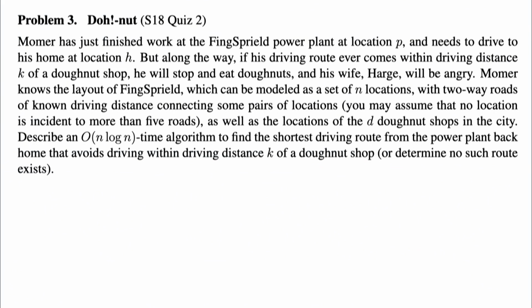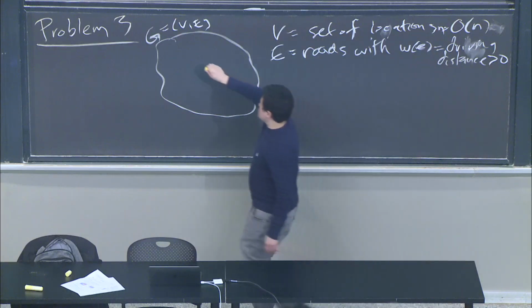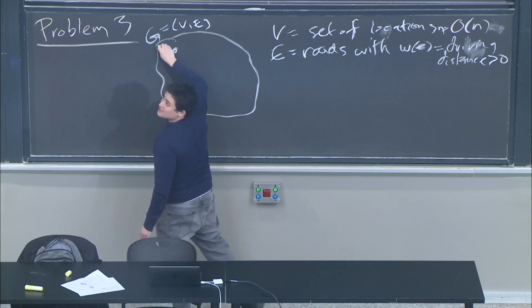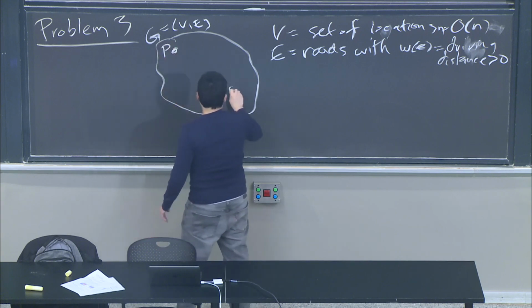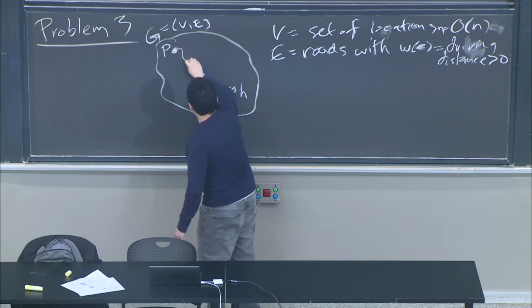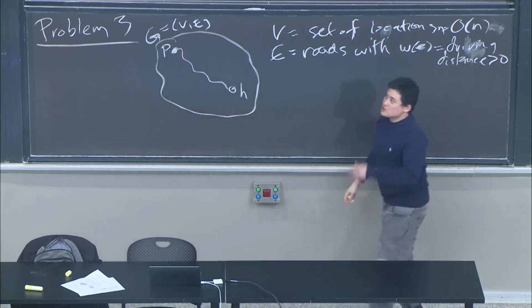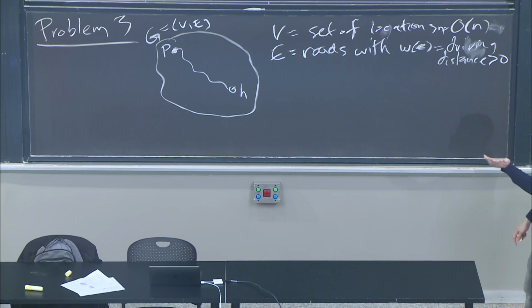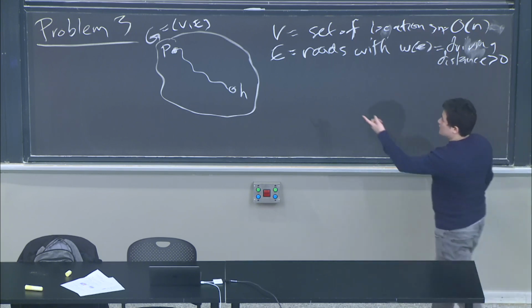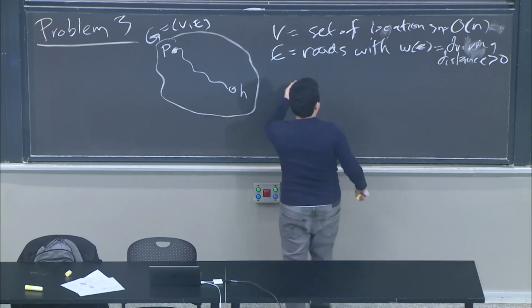Okay? All right, so this is a graph I could make, and I have a vertex S, or a vertex P, and a vertex H, and I'm trying to find a shortest path between them, right? Shortest driving distance, driving route, right? Okay, so I could run Dijkstra. Wait, so what do I know about this?